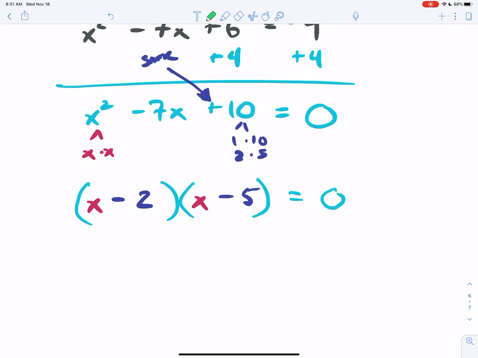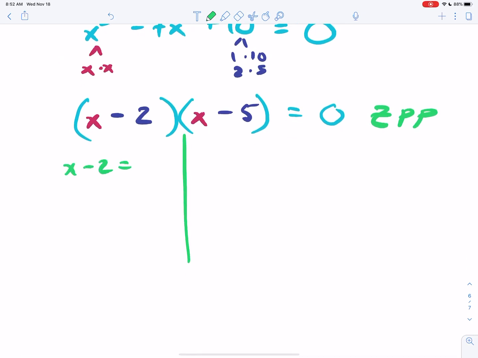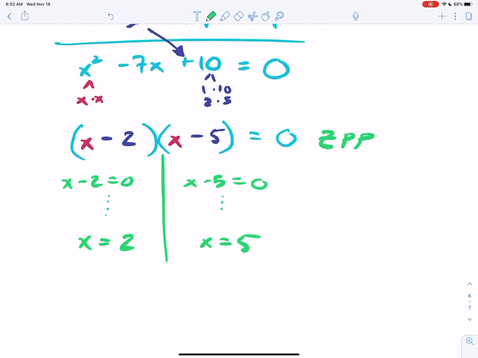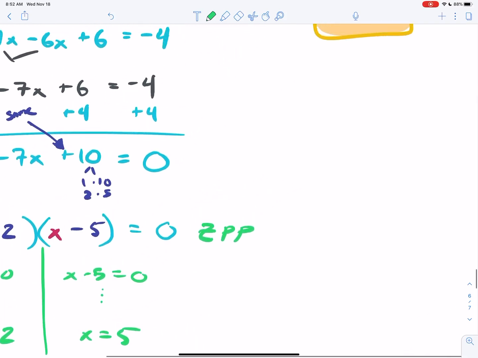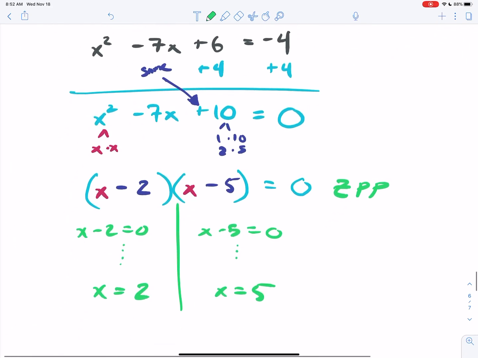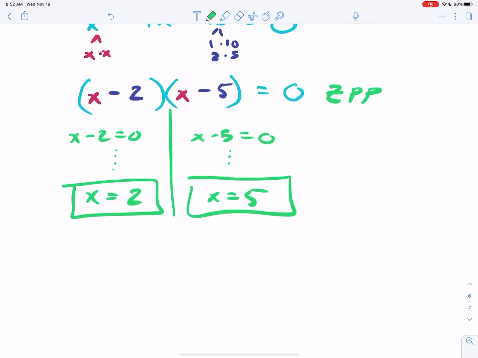Now that we have a product that's equal to 0, we can use the zero product property, okay, which allows me to set each factor equal to 0. Okay, so that tells me that x will equal 2 and x will equal 5 once you solve it. Okay, now are we done yet? We've got to make sure that we don't run into our restriction. Here it says x can't be 6. Do we have 6 here? No, we don't. So we have 2 perfectly good answers.